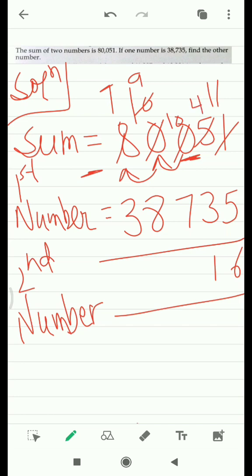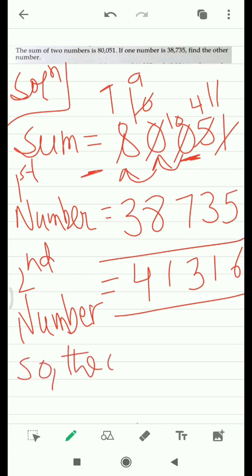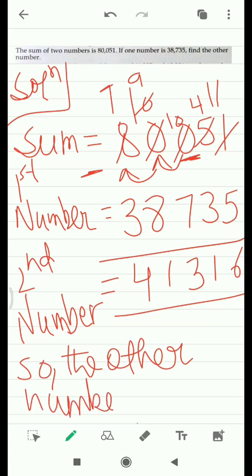It's okay. Now 10 minus 7 comes out to be 3, and 9 minus 8 comes out to be 1, 7 minus 3 comes out to be 4. So this is your second number. So the other number is 41,316.